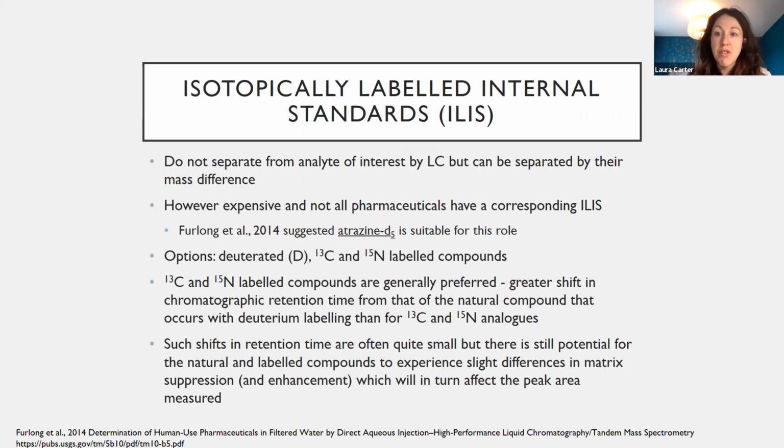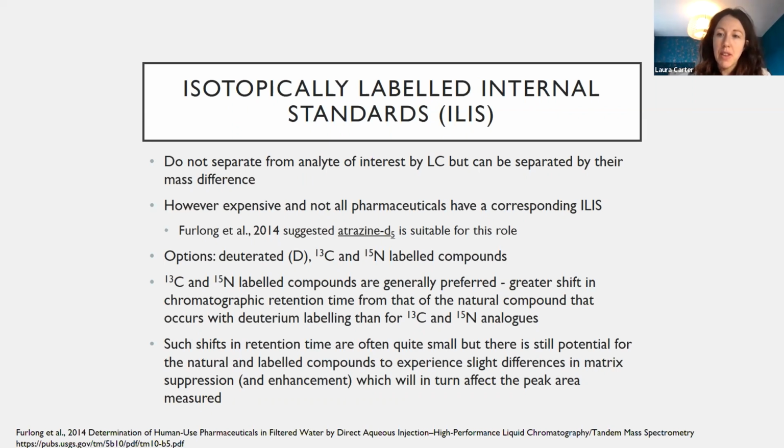And I've always used deuterated internal standards, and I think a lot of methods that have been published in the literature use deuterated internal standards. But when Jan asked why, I started to look into the literature a bit more. In the mass spec literature, it's actually suggesting that carbon and nitrogen labeled compounds are generally more preferred because you get less of a shift in the retention time in comparison to your analyte of interest, whereas with the deuterated compounds, you get a bigger change.